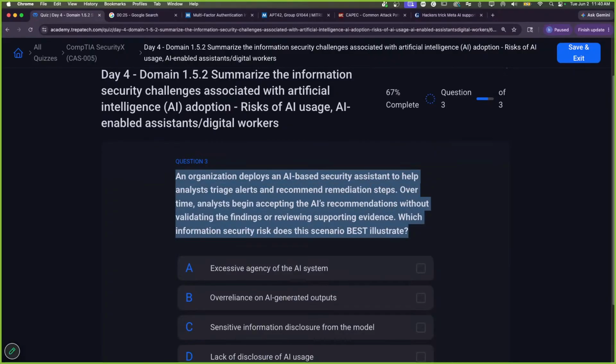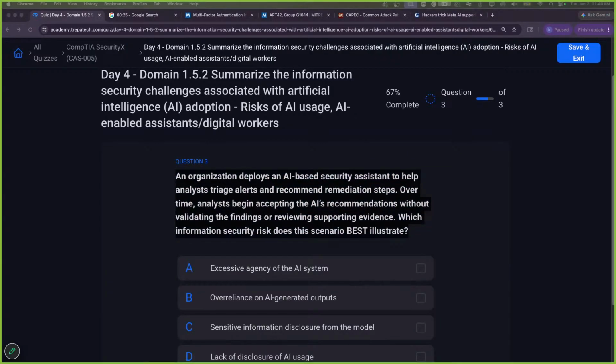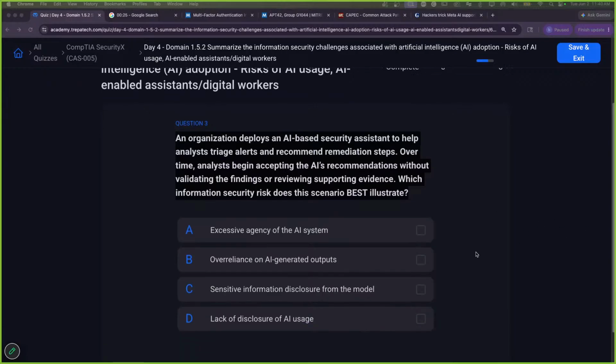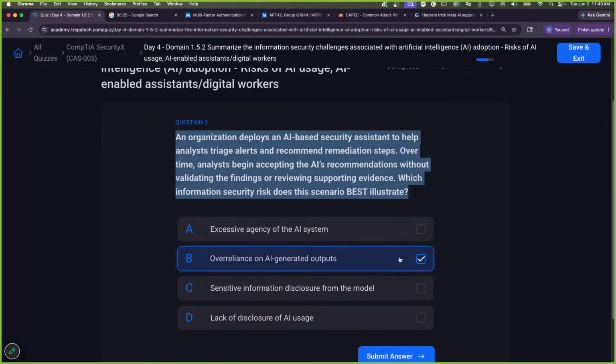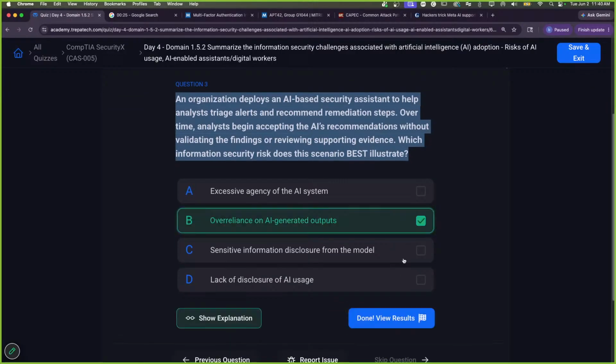Question 3. An organization deploys an AI-based security assistant to help analysts triage alerts and recommend remediation steps. Over time, analysts begin accepting the AI's recommendations without validating the findings or reviewing supporting evidence. Which information security risk does this scenario best illustrate? That is going to be B. Over-reliance on AI-generated outputs.